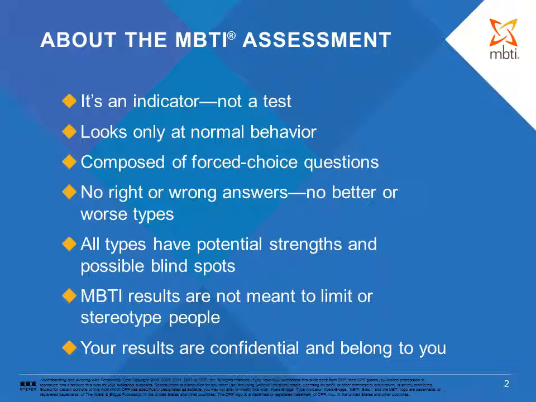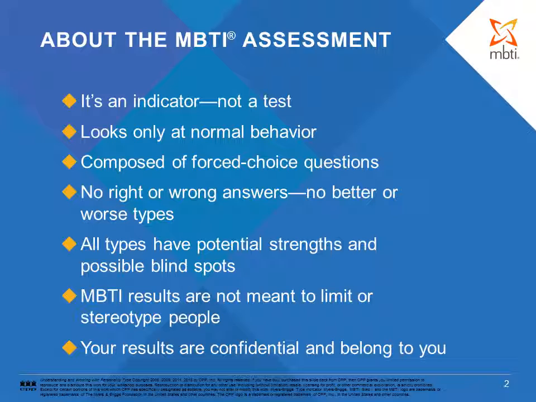So a few things that you need to know about the assessment. One is it's not a test, it's an indicator. So it's not testing how normal you are or how not normal you are. It's only looking at ranges of completely normal behavior. So it's not saying that there's one type that's better than the other, or that there's one set of preferences that is part of a healthy personality. They're all normal. They're all normal types. So it's not a test to see how extroverted you are or how much of a thinker you are. It's not about that. It's looking at a normal range of behavior. So in that light, there's no right or wrong answers, and there's no better or worse types.